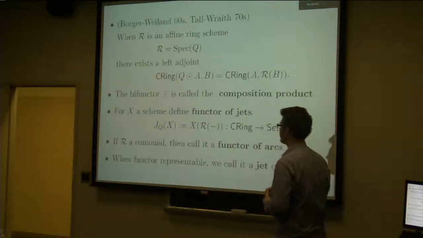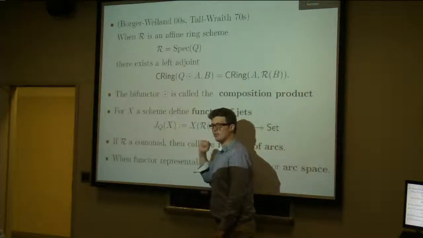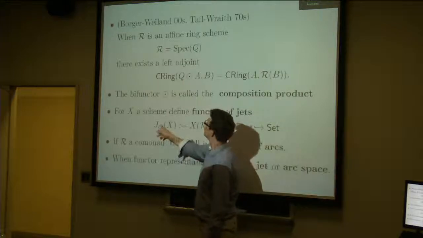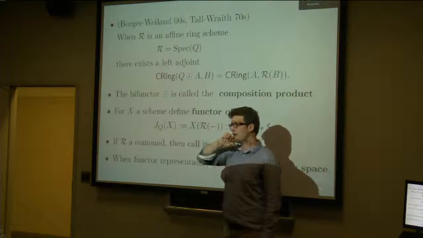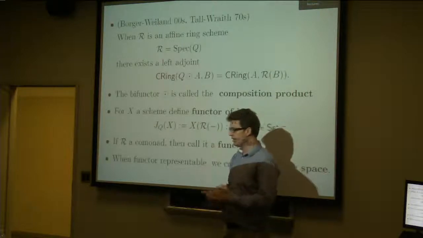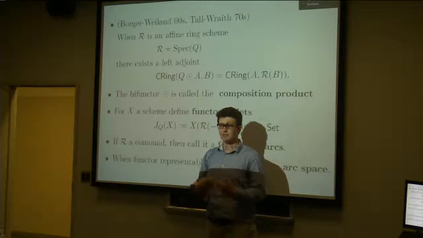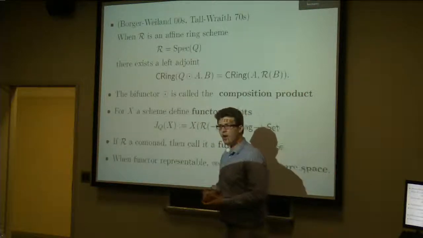For a scheme, we can define a functor of jets like this. This is the Q jet space, the jet space associated to this biring Q. I don't know if you remember, but a group scheme is the same thing as a Hopf algebra: group schemes are Spec of a Hopf algebra. Linear ones.